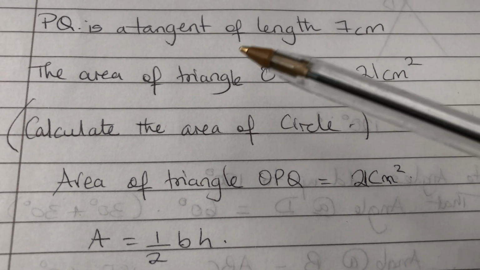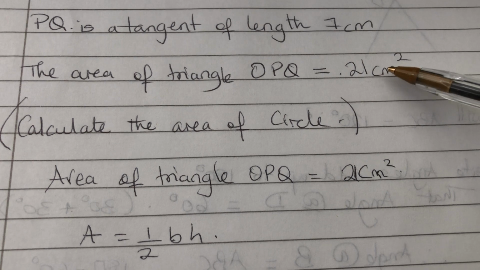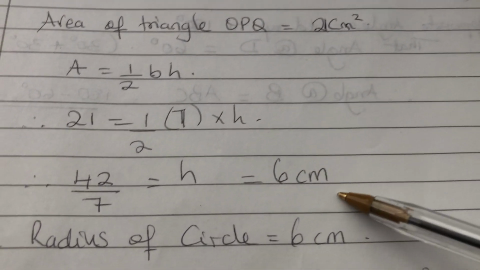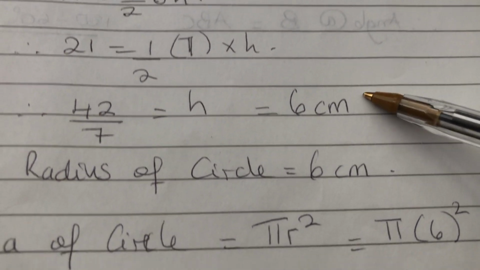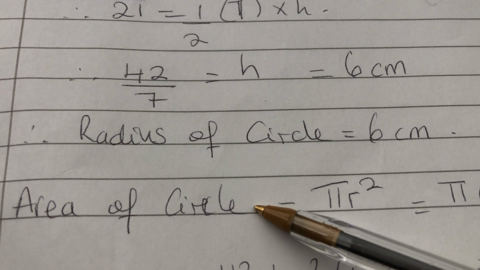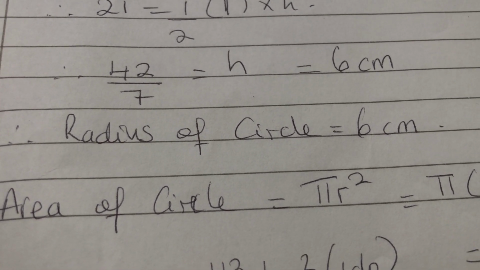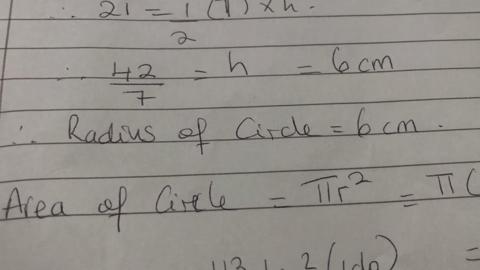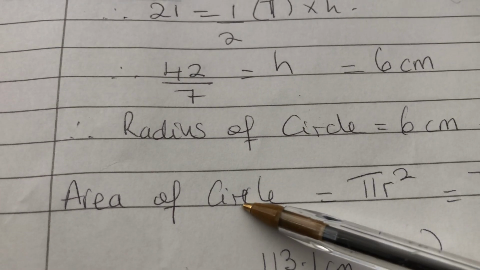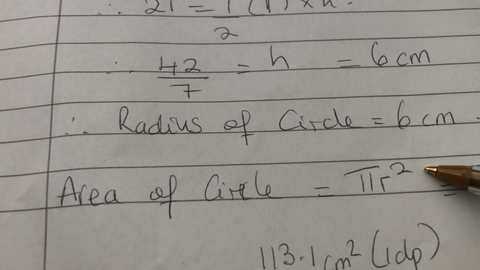Okay, so now the area of the triangle OPQ, so we are there. So we have just found the radius, which is 6 centimeters. Now that we know the radius, we are finding the area. Even if they ask us to find the circumference, we still need the radius. That will be 2 pi r. But now the area of the circle is pi r squared.